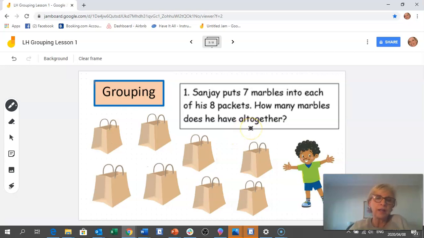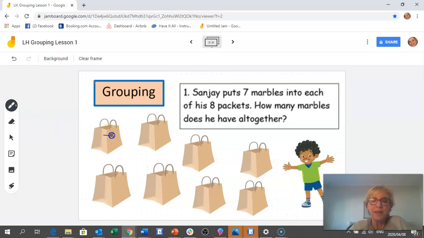My focus today, grade 3s, is grouping. Grouping of numbers to find the final total. So let's have a look at the first one. It says there, Sanjay put 7 marbles into each of his 8 packets. Now, if he puts 7 marbles into each of these packets, how many marbles does he have altogether? He's not sharing, remember. He's not sharing his marbles. He's grouping them. So what is he doing, grade 3?